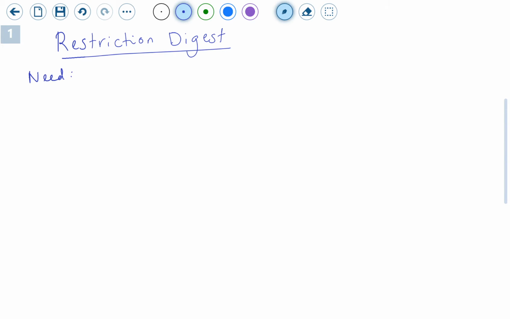So I'm doing a restriction digest problem just for practice. And for restriction digest, we need buffer, DNA, water to bring up the volume, and of course the enzyme. Now our restriction digest is going to be 20 microliters reaction volume size.